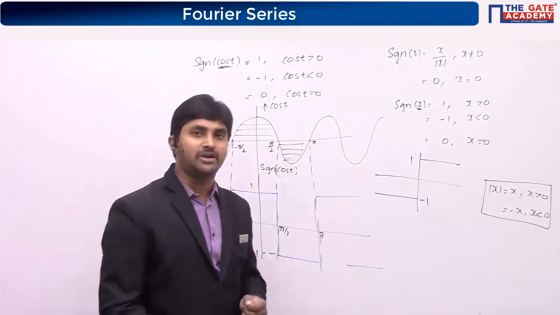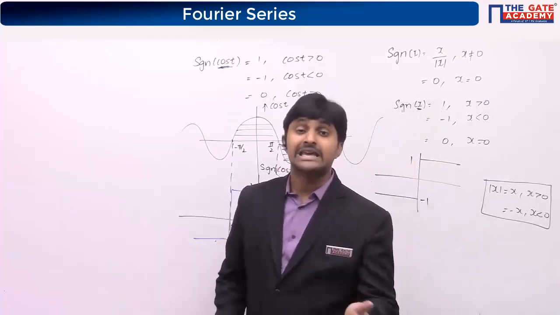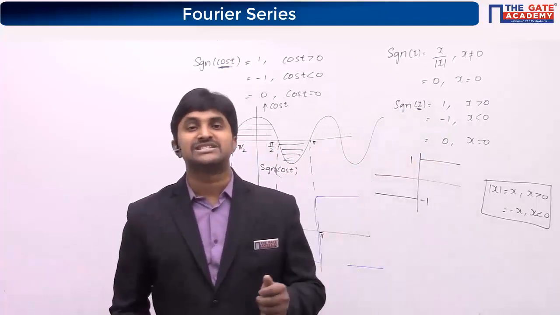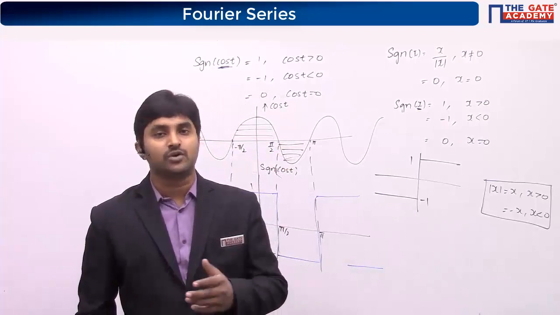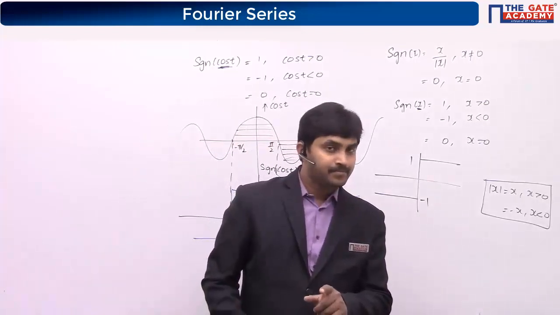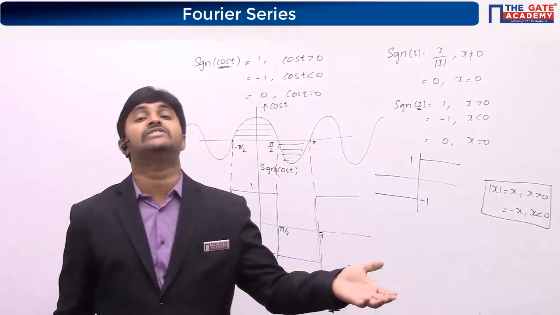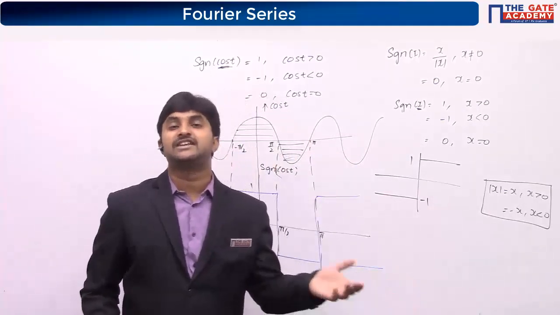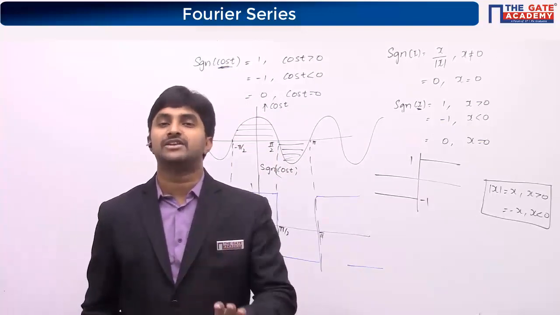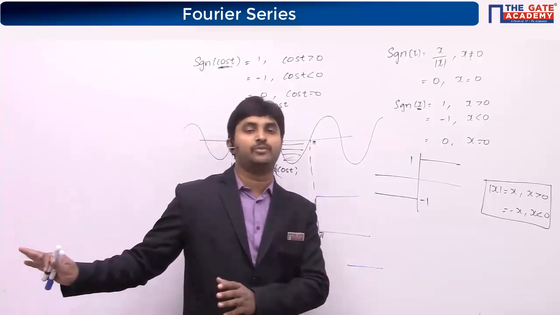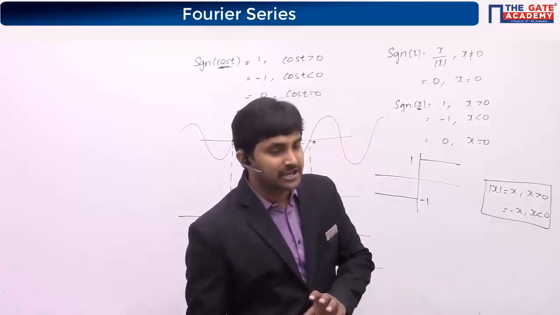In the case of the trigonometric Fourier series, whenever the signal x of t is real and even, the Fourier series coefficients will not have the sine components, because you are talking about an even signal. Whenever you are talking about an even signal, it will only have the cosine components. So the sine component is 0, meaning bk is equal to 0.